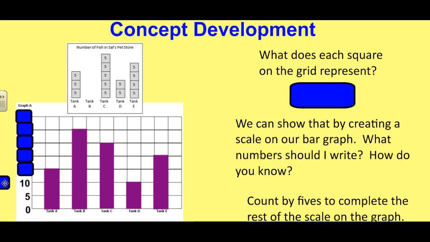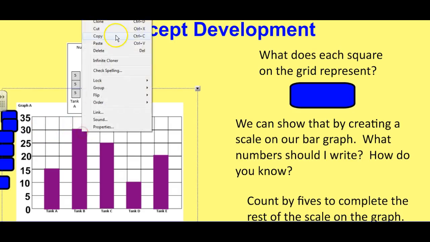And then you're going to go on to the next line and put 10, and then 15, and 20, and 25, and 30, and 35. Make sure you get your scale on your graph, just like mine is showing. So now we can see what each bar represents, because all we have to do is look at this bar and follow it over and you see 15.